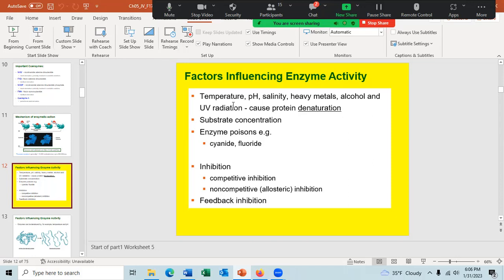How do you stop chemical reactions? And you can inhibit the chemical reaction. There's two ways to inhibit it. You can have competitive inhibition, and then you can have non-competitive inhibition, which is usually called allosteric inhibition. And I'll use the term allosteric inhibition. And then you can also have feedback inhibition, which is a special case of inhibition.